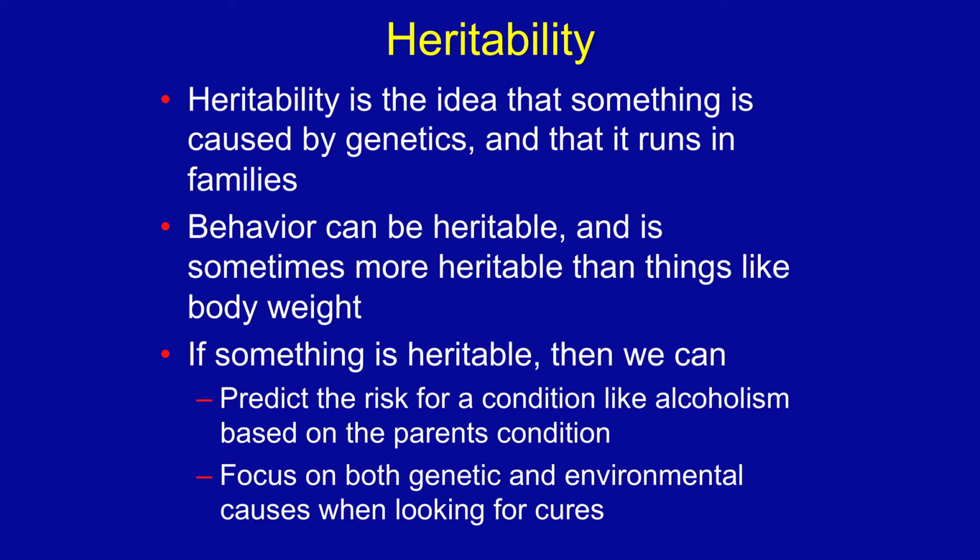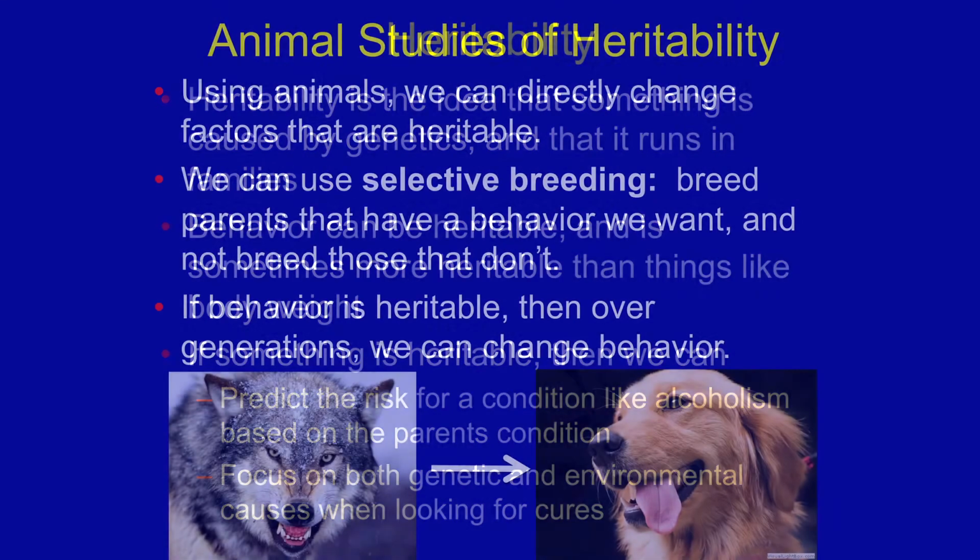Sometimes it's even more heritable than things like body weight that we accept readily as being something that might run in families. And if something is heritable, then certainly we can predict the risk, just like I've told you, for a condition like alcoholism based on knowing how the parents are. And we can also focus on both genetics and environment when trying to understand how to fix something like alcoholism, how to cure this disease.